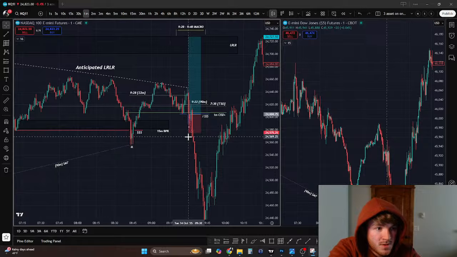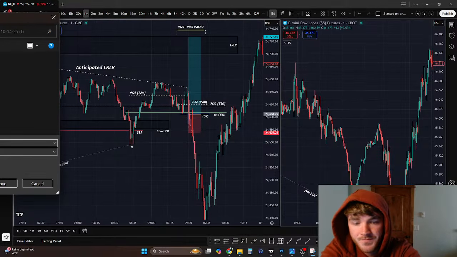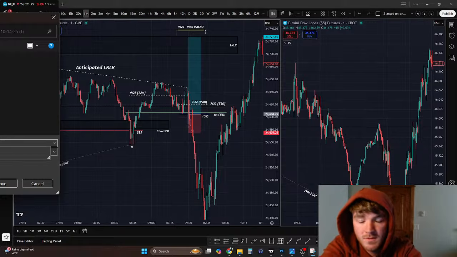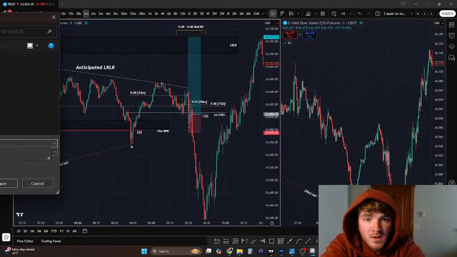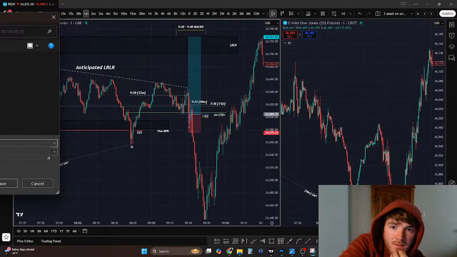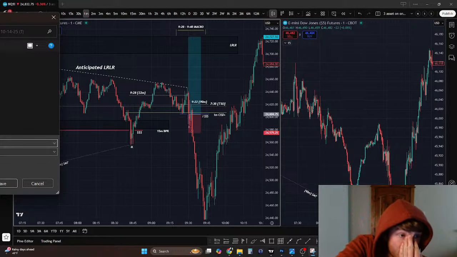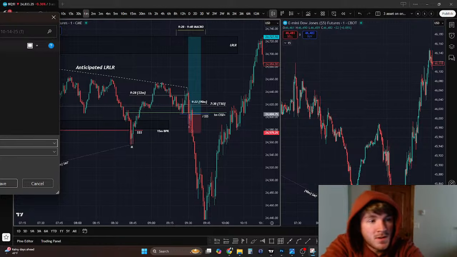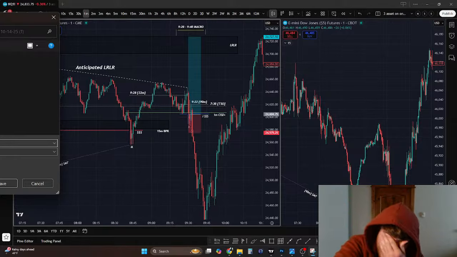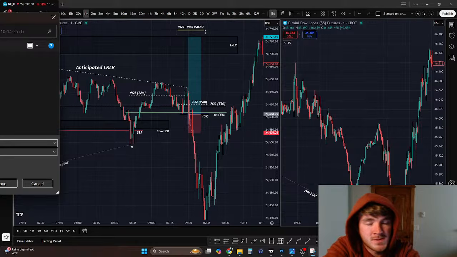So yeah, basically 9:30 we induced that low into the change in state, flow state. I'll call it flow state dash I, meaning flow state inducement. And 15-minute aligning with the 1 minute, 9:30.